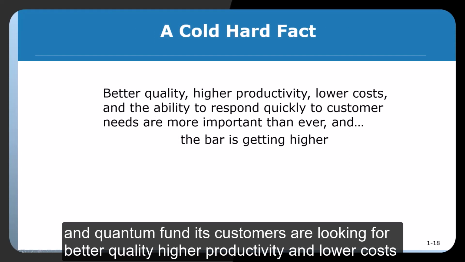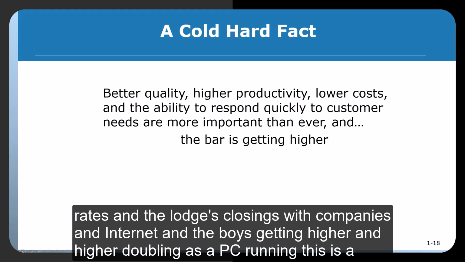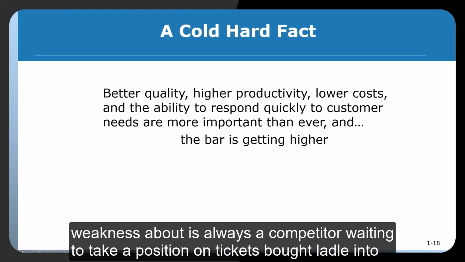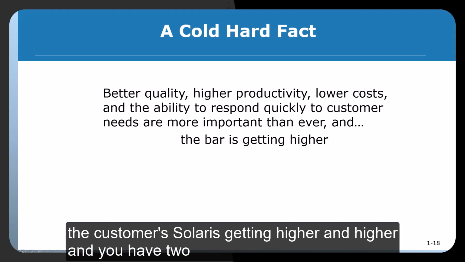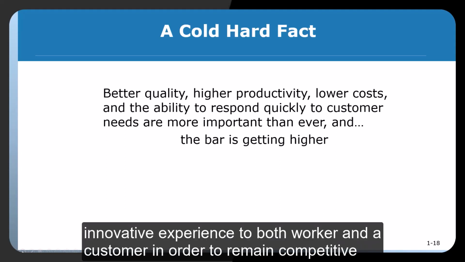A cold hard fact is consumers are looking for better quality, higher productivity, lower costs, and companies want to be able to respond quickly to the customer. So not just consumers, but companies are looking for that. And the bar is getting higher and higher. If you're running a business, the moment you slip up, there's always a competitor waiting to take your position or take your spot. They're willing to take your customers. So the bar is getting higher and higher, and you have to deliver a better experience to both the worker and the customer in order to remain competitive.